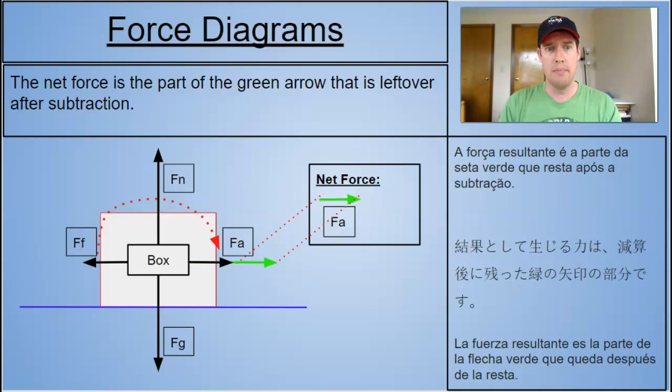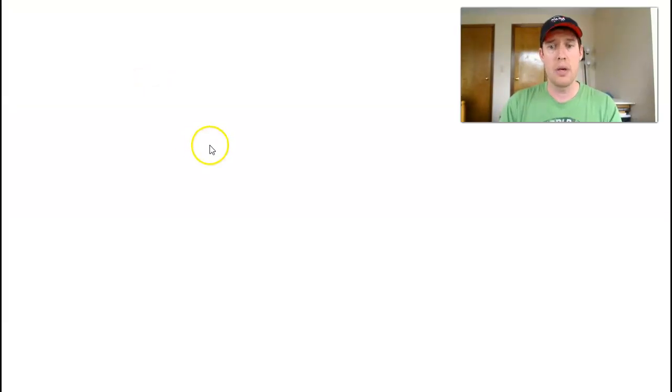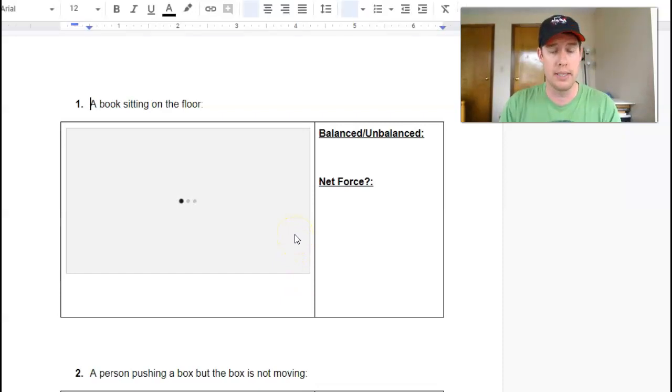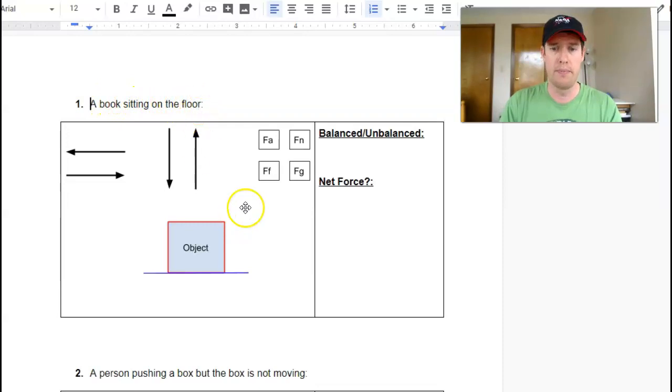Now, I've gone carefully through this, because in the other part of the activity that you'll need to do, besides watch this video, you're going to be given 5 scenarios that you then need to draw a force diagram for. So here's an example of one of these force diagrams that you'll be given on a Google Doc. And it's taking a second to load because, you know, computers. So here's your first scenario, a book sitting on the floor. You are going to have a Google image like this, and you're going to get to draw your force diagram.